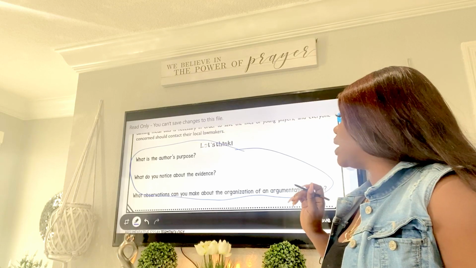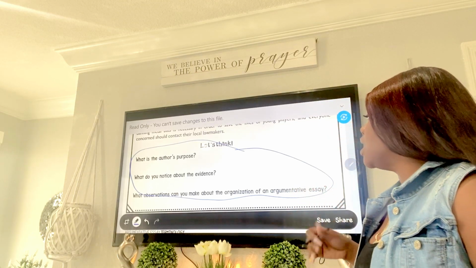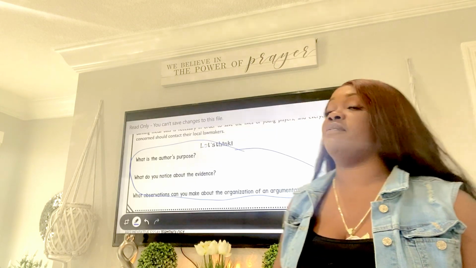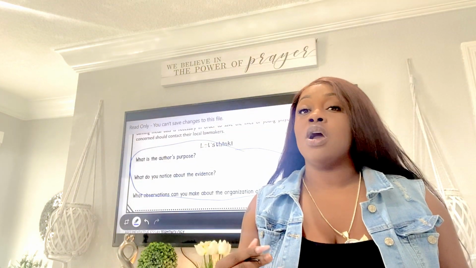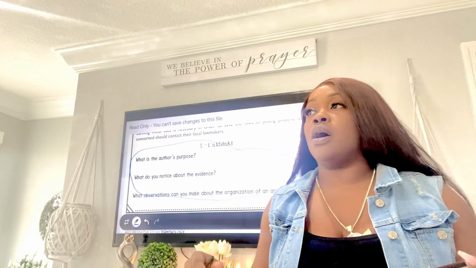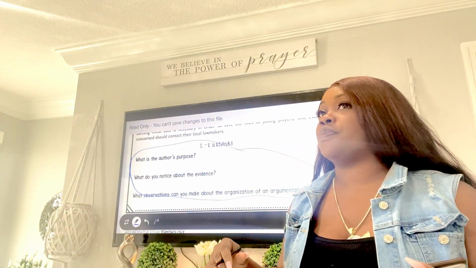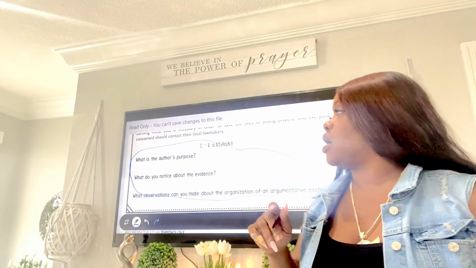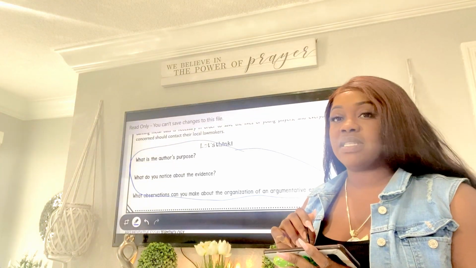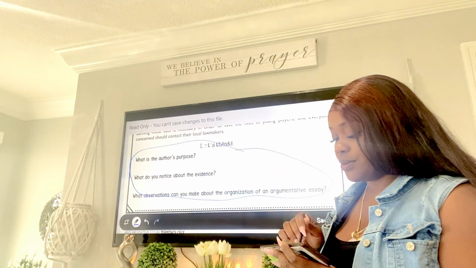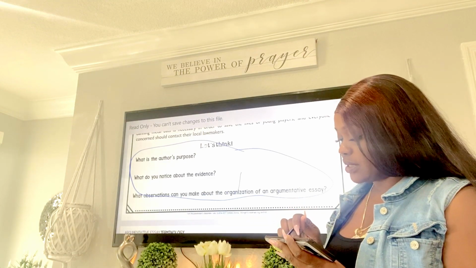And then thirdly, it's asking, what observations can you make about the organization of the argumentative essay? Is there structure? What is the setup? Is it chronologically ordered? Are the claims, is the body a claim and then a counterclaim? So we're going to go over this in the upcoming slides so that you can be able to answer these 3 questions.